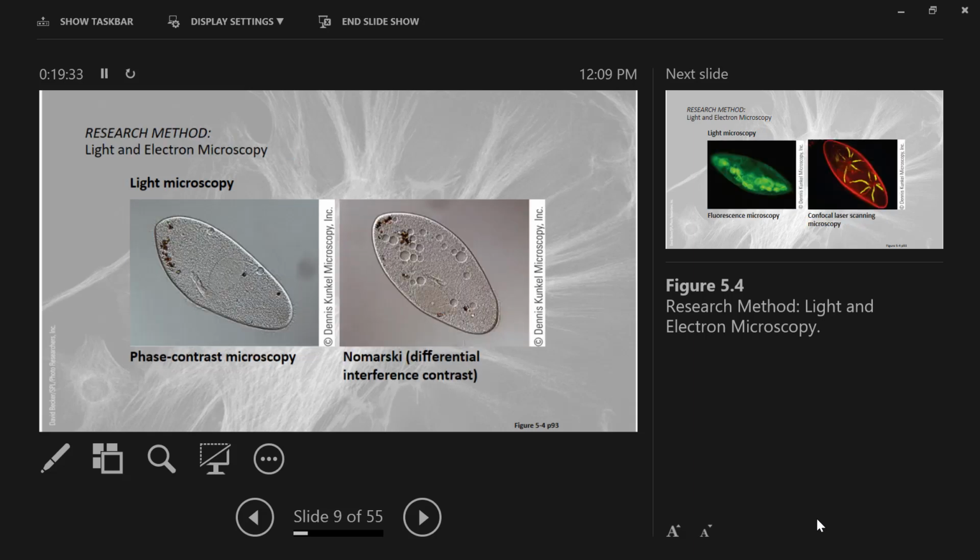Two other types of light microscopy are phase contrast and Nomarski. They use different ways of focusing the light and different ways of bending the light to create an image. We can use those to pick up structures that we wouldn't normally see because they're not really absorbing light, but they are deflecting light. And so these rely on that. They basically take the way light is being deflected and use that to build an image.